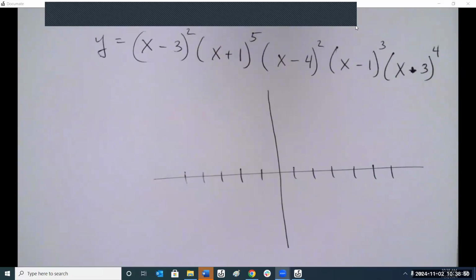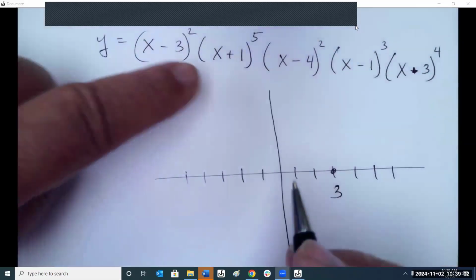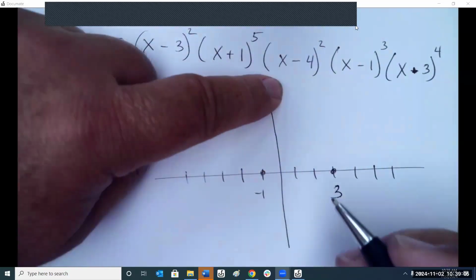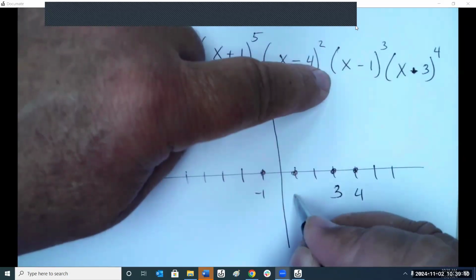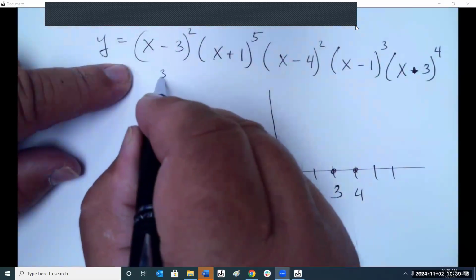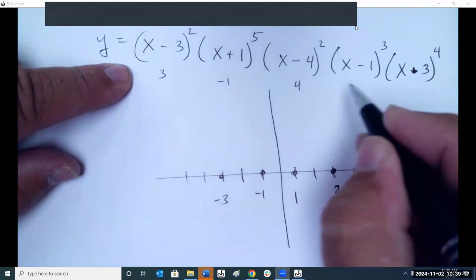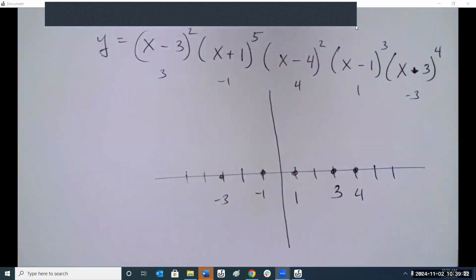All right, let's begin this. What are my intercepts? What's the first one? +3, -1, +4, +1, -3. So this is 3, -1, 4, 1, -3, right? That's the first thing you have to do, sketch it.